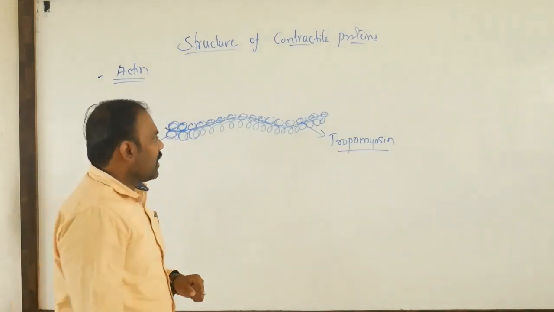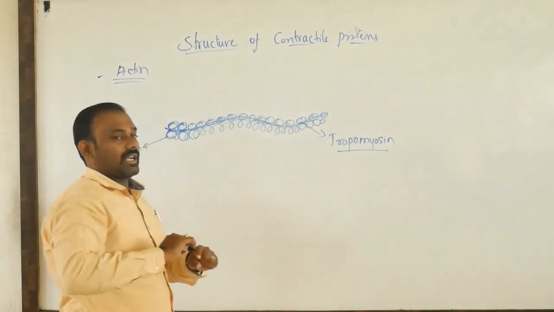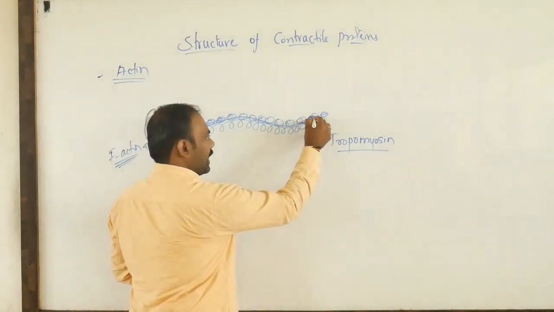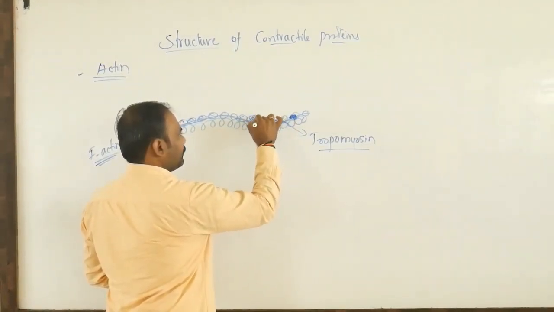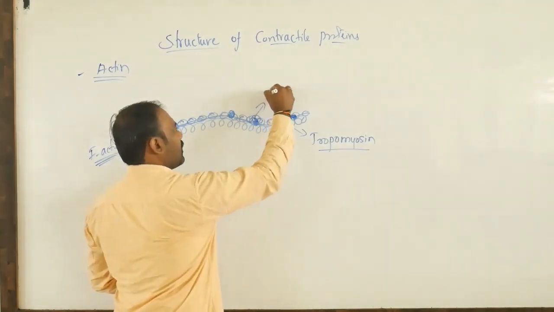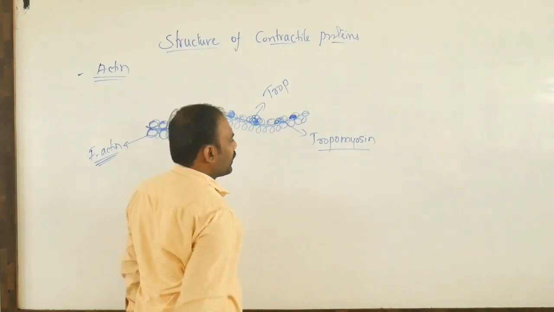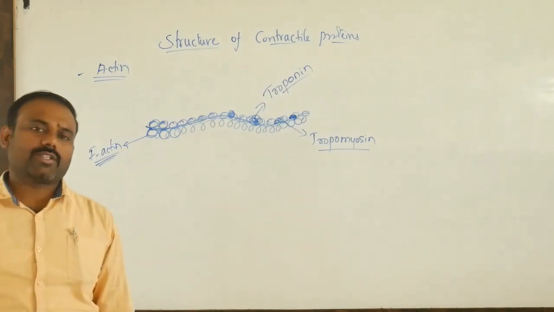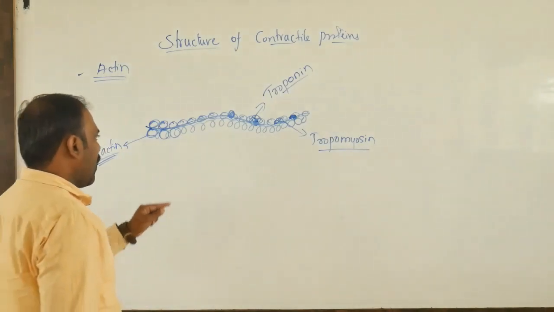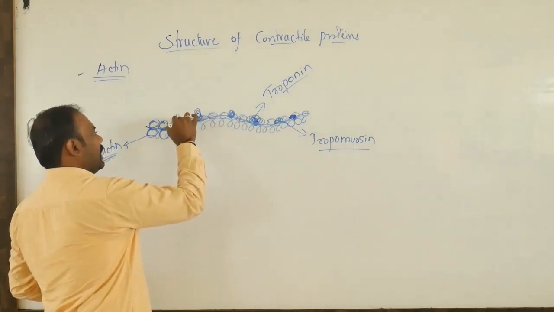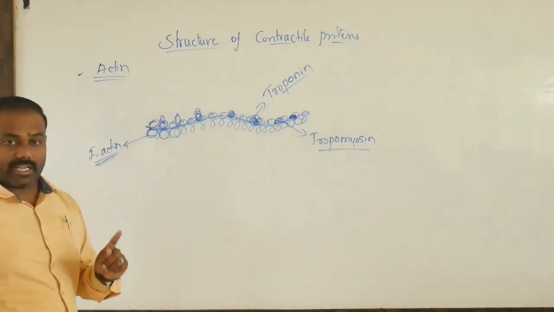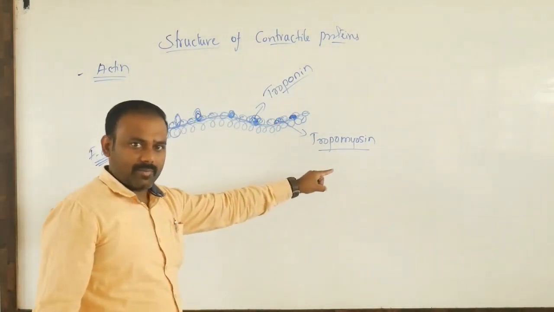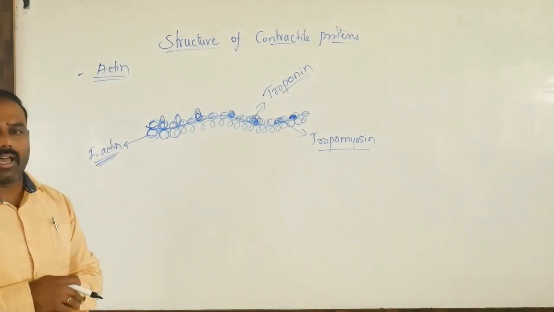And a very important thing is, on the tropomyosin, not continuously, at a regular or irregular interval, there are some structures like this. They are considered troponin. Remember the word troponin. The word troponin refers to some protein structures which are present on the tropomyosin at regular or irregular intervals, not continuously. Remember, not continuously. So they are present somewhere on the tropomyosin.